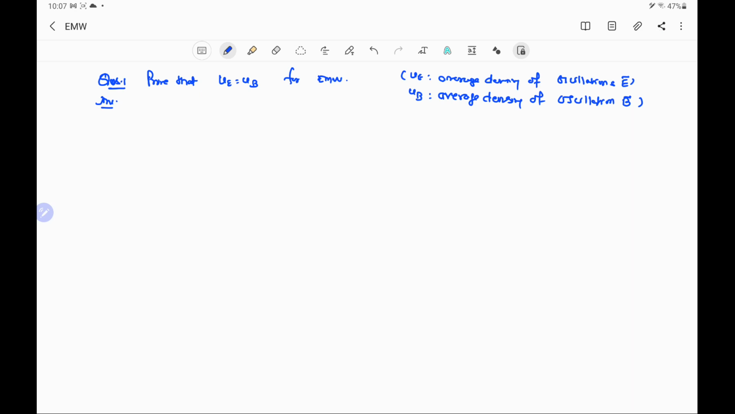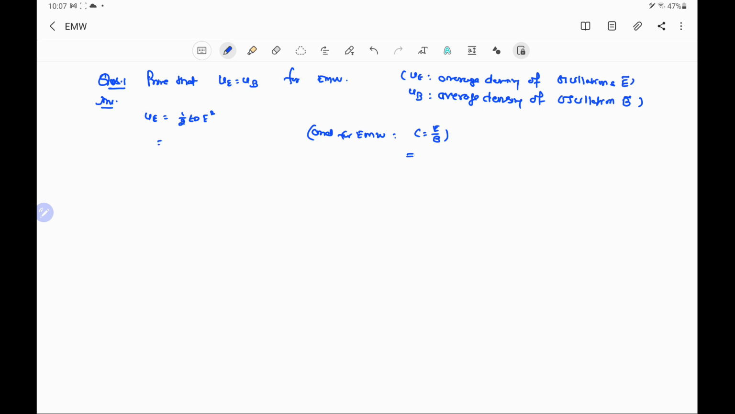First question is, prove that UE equal to UB for electromagnetic waves, where UE is the average density of oscillations of the electric vector E and UB is the average density of the oscillation of magnetic vector B. We know that UE equal to 1 by 2 epsilon naught E square, and for electromagnetic wave we have written that C equal to E by B. That means speed of the electromagnetic wave is the ratio of electric field vector and the magnetic field vector.